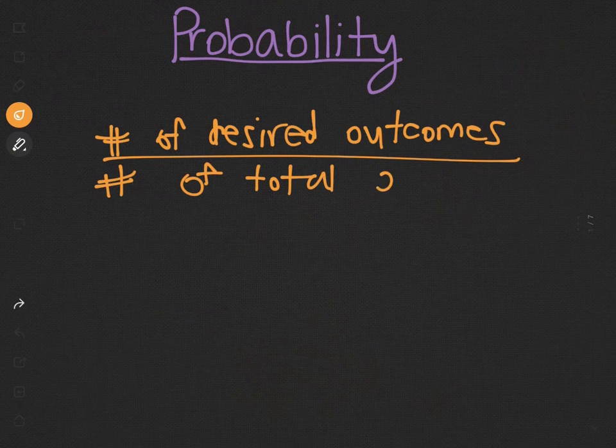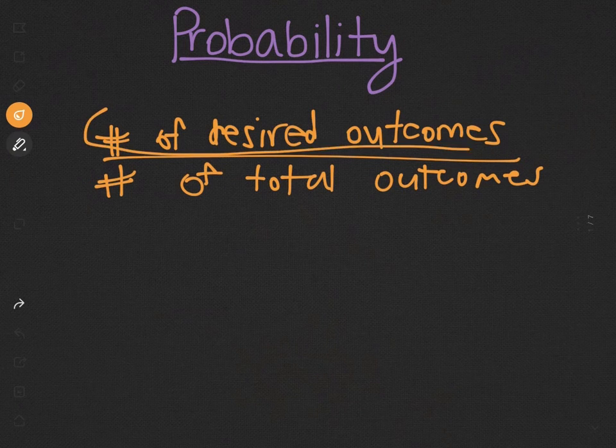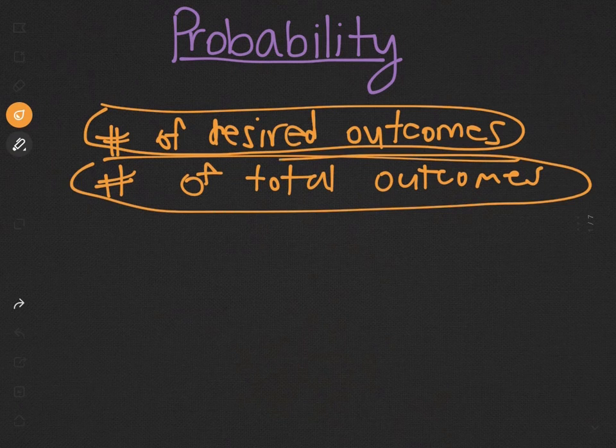Total outcomes. So basically what I wrote here is when you're setting up probability problems, you want to first identify how many outcomes you are looking for. Most of the time you can find this number from the problem. But you also need to consider the total number of outcomes, like what are the total possible situations that I'm picking a particular situation from.